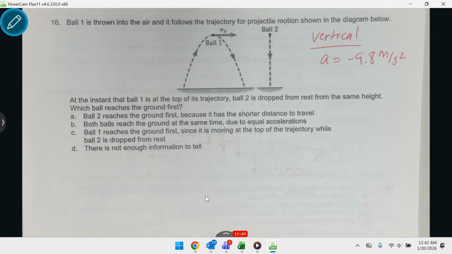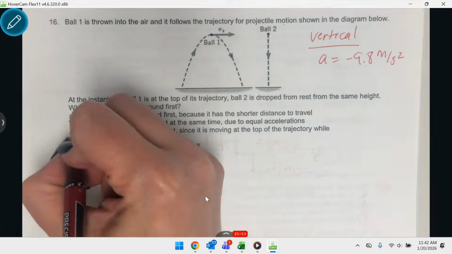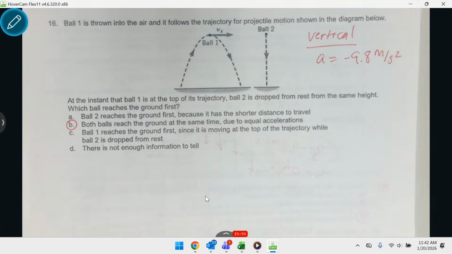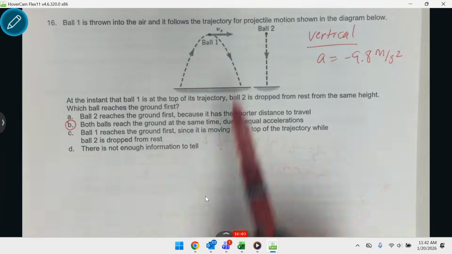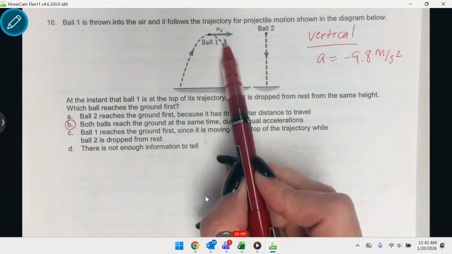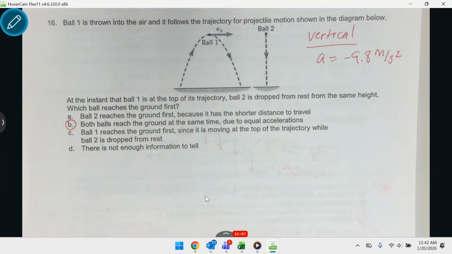Answer choice B says both balls reach the ground at the same time due to equal accelerations. There is your answer. C says ball 1 reaches the ground first since it is moving at the top of the trajectory while ball 2 is dropped from rest. Ball 1 is in fact moving at the top of the trajectory. However, it does not reach the ground first because horizontal motion is independent of vertical.